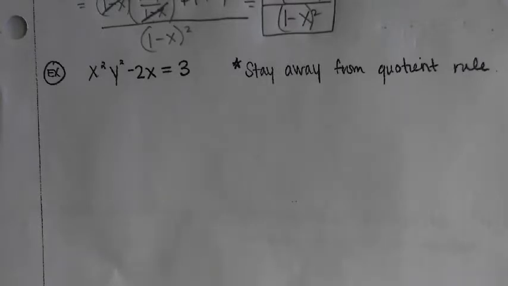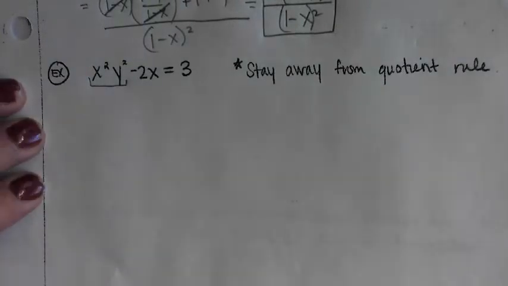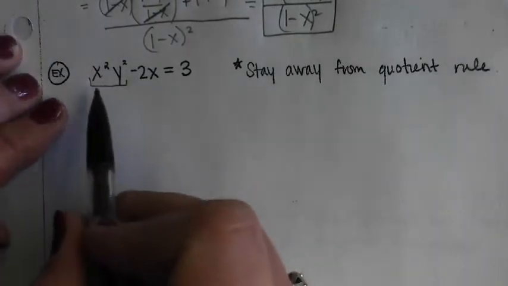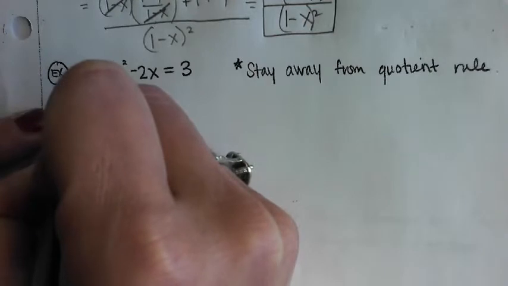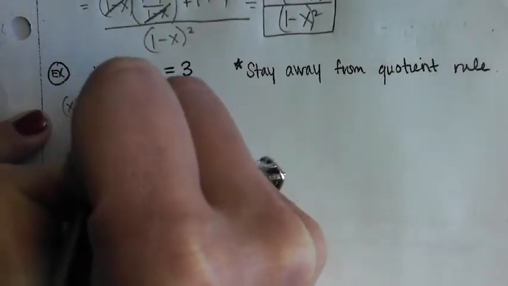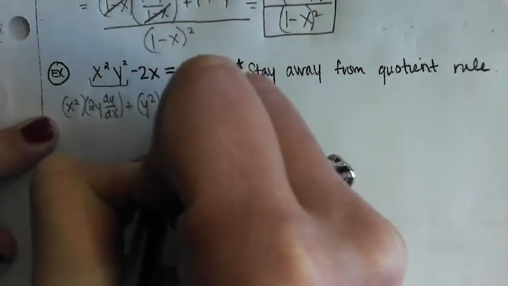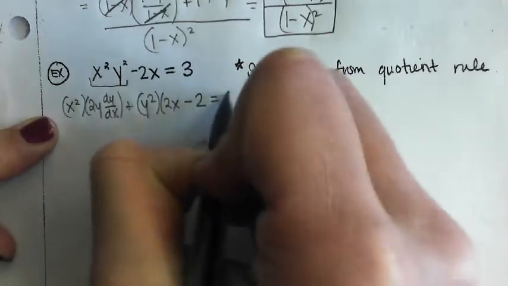All right, this one, the first derivative starts out fine. We have what first? Alyssa, get us started. Tell me what to write. It's a product rule, so x squared times 2y dy dx plus y squared times 2x equals 0. Good.